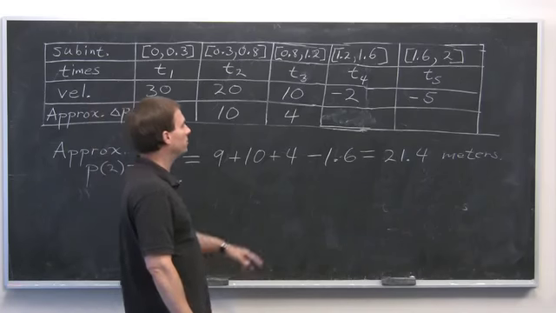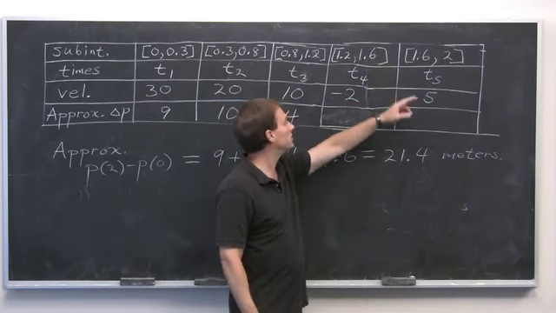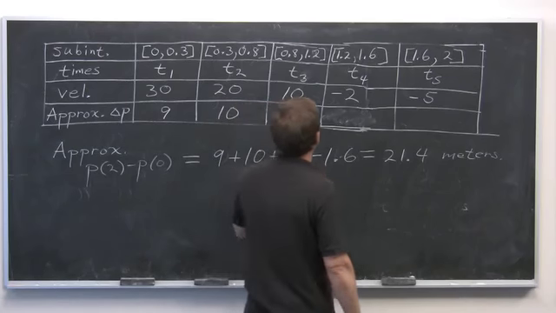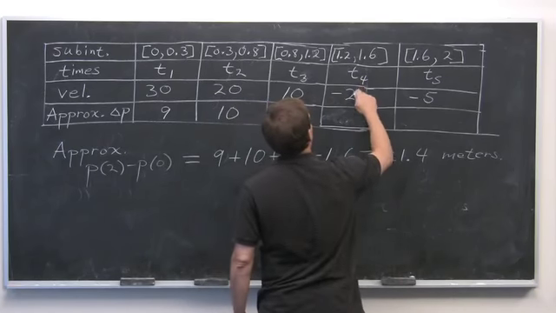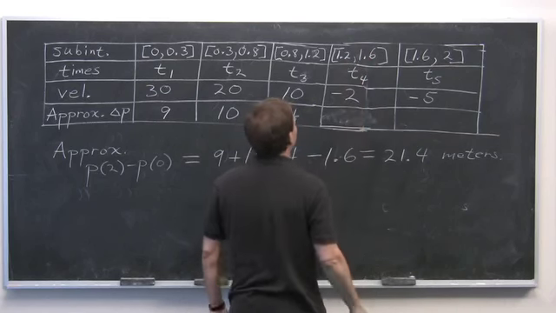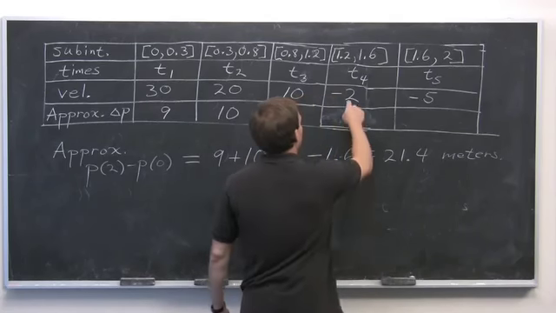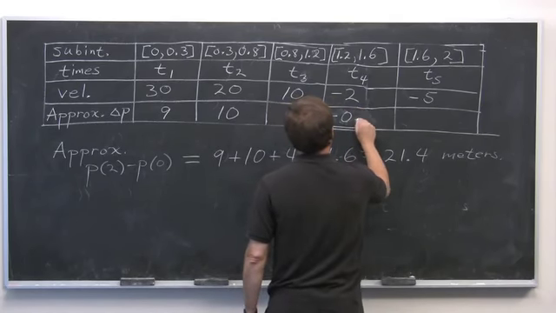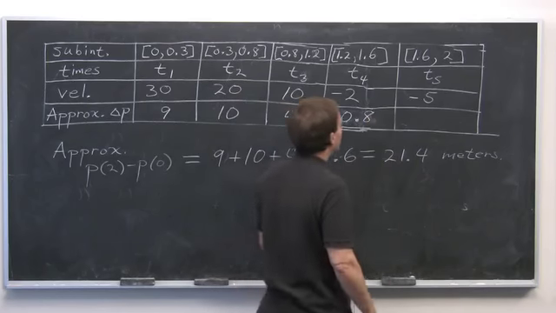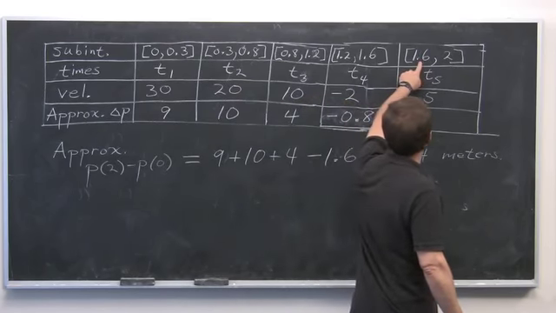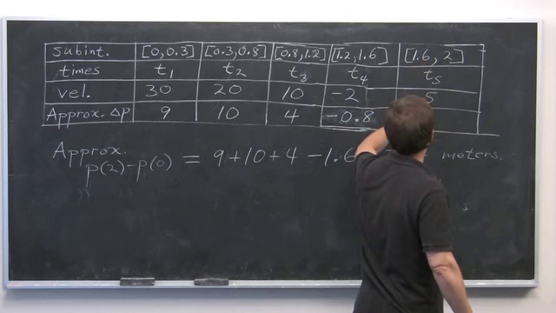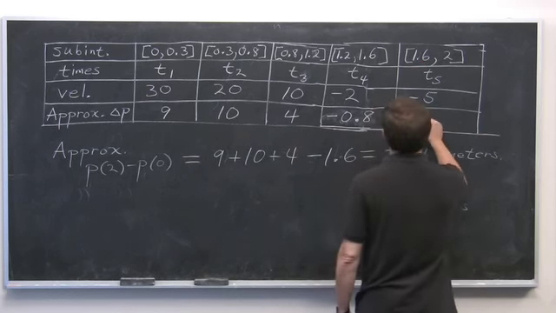So what approximate displacements do we get on each of these subintervals? Well, you take this and you multiply by the length of this subinterval. The length of that subinterval is 0.4 times -2, so we get a -0.8. And then the length of this subinterval is 0.4 times this, so we get a -2.